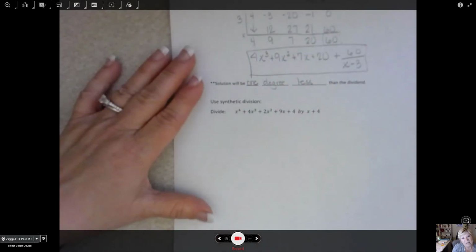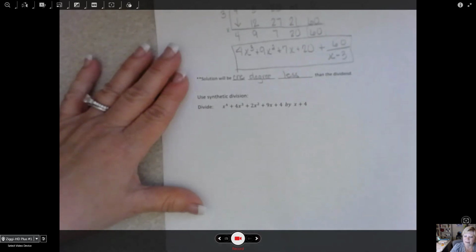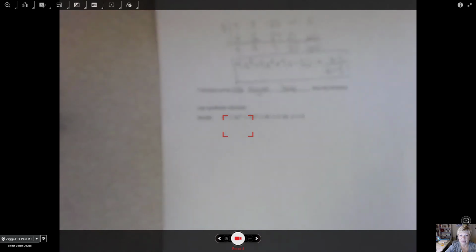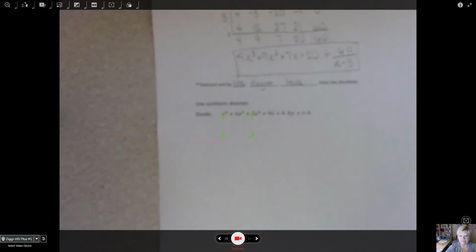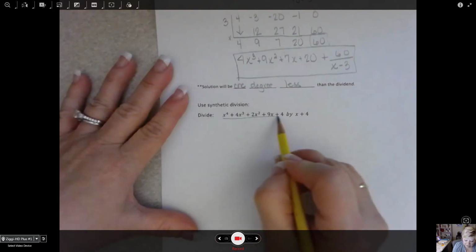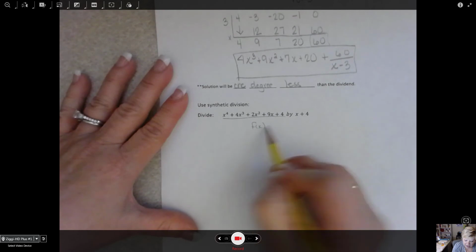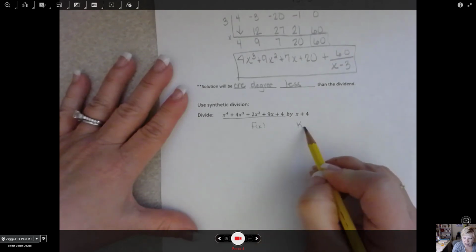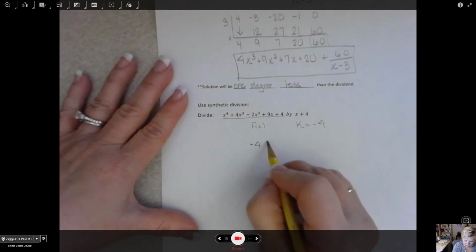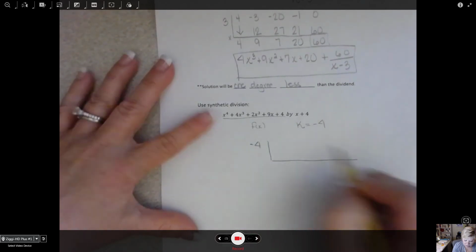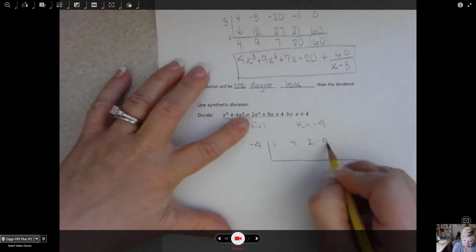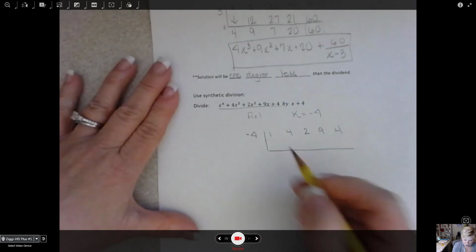Okay, so hopefully, I'm hoping maybe you could do this next one and then you could turn on the video and see if you're correct. I'm trying to manually focus here a little bit. There. So you have the big f of x, and we're going to be dividing by negative 4 for my k value. So negative 4 and 1, 4, 2, 9, and our constant is 4.